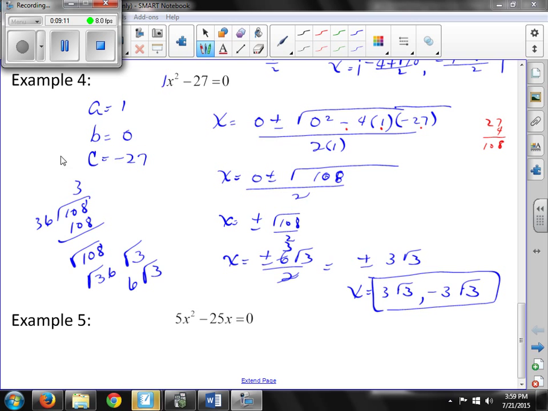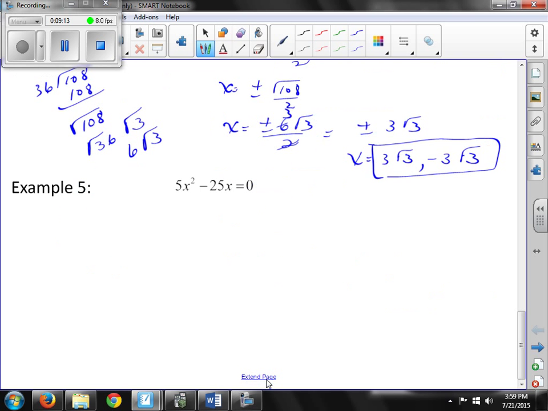And this is our last example. Example 5 is our last example. And on this one, you see there's only 2 terms, so 0 has got to be one of them. Let's see, a squared. A is the coefficient of the squared term, it's 5, and b is the coefficient of the middle term, it's negative 25, and so the constant, there is no constant, it's the one that's 0.